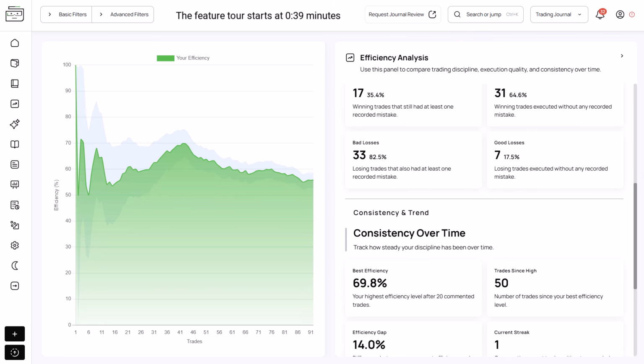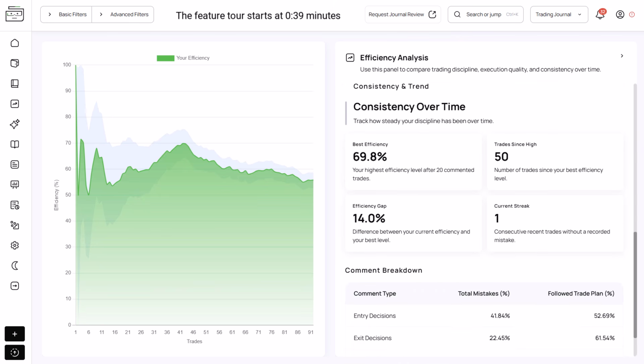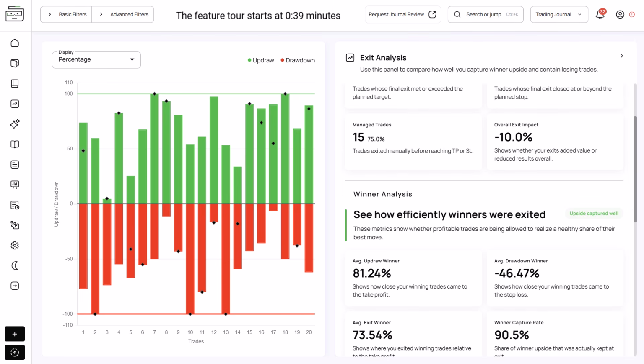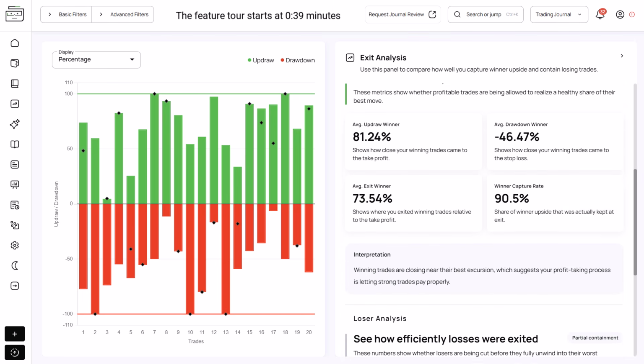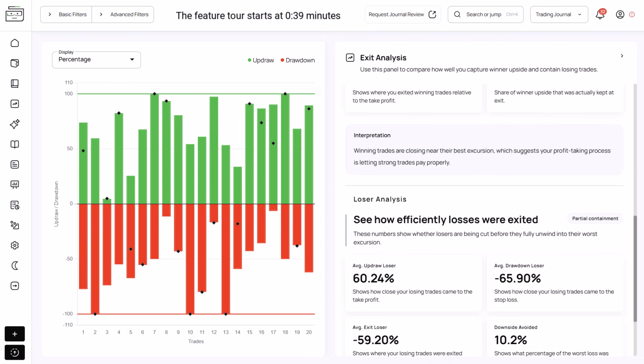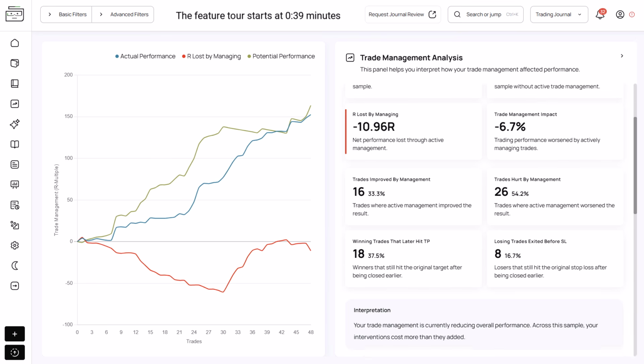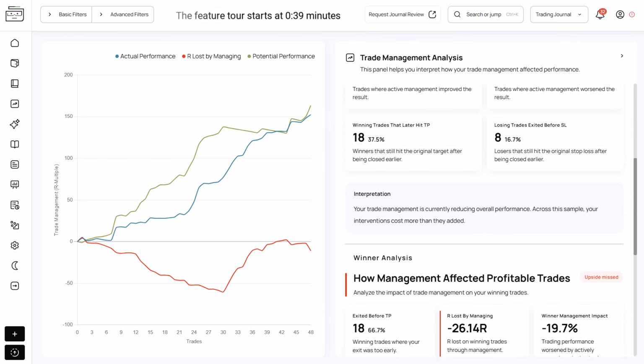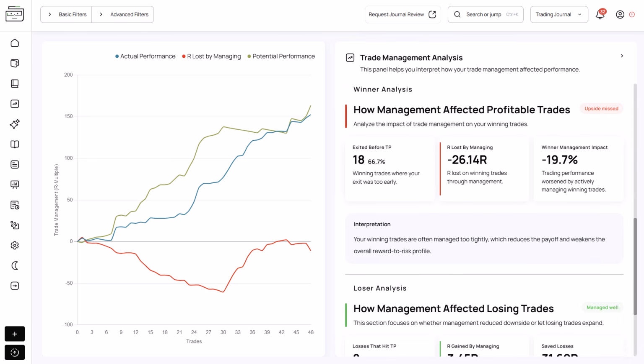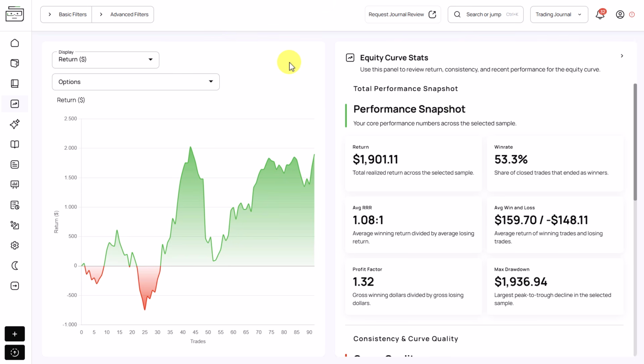Edgewonk is now becoming a more powerful analytical trading journal. It helps you dig deeper into your data, find hidden performance patterns, understand what is really driving your results, and create a clearer path for improvement. This is a big step toward turning Edgewonk into a true all-in-one trading journal platform. So let's see what is new.